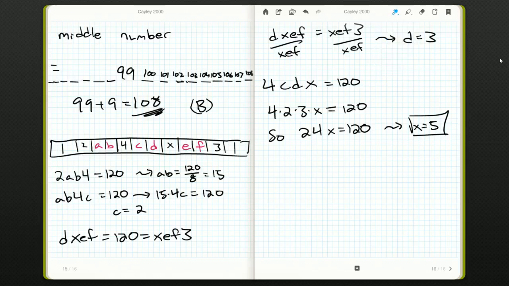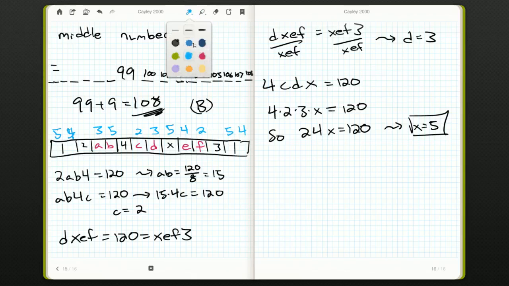Just for funsies, I'm going to actually fill in the whole thing, I think. 5, 3, 2. This will have to be a 5. And this will be a 3. This will be a 4. And this will be a 5. This will have to be a 4. So there's sort of a pattern going on here. 2, 3. So this will be a 5. And this will be a 4. So it's a nice little recurring pattern.